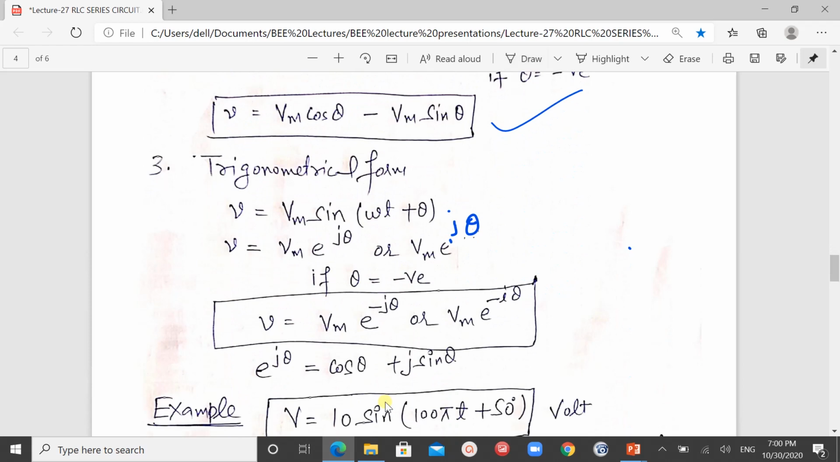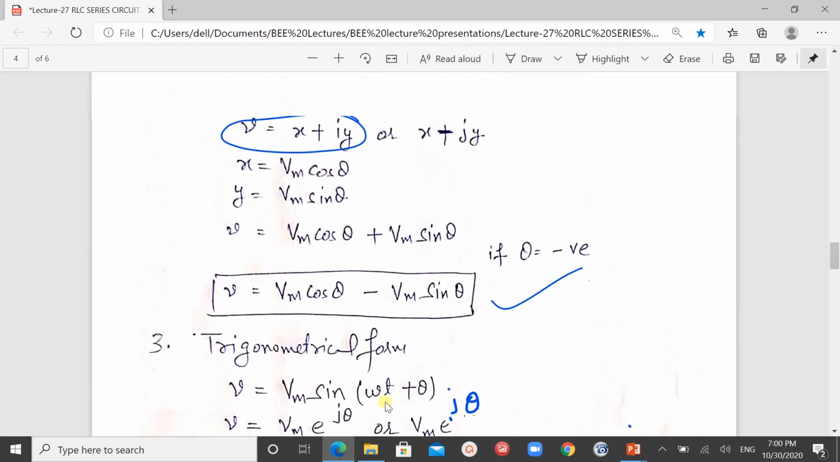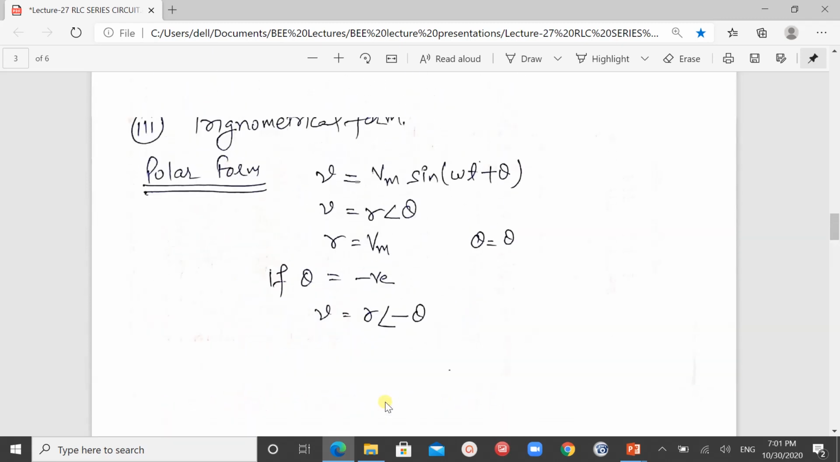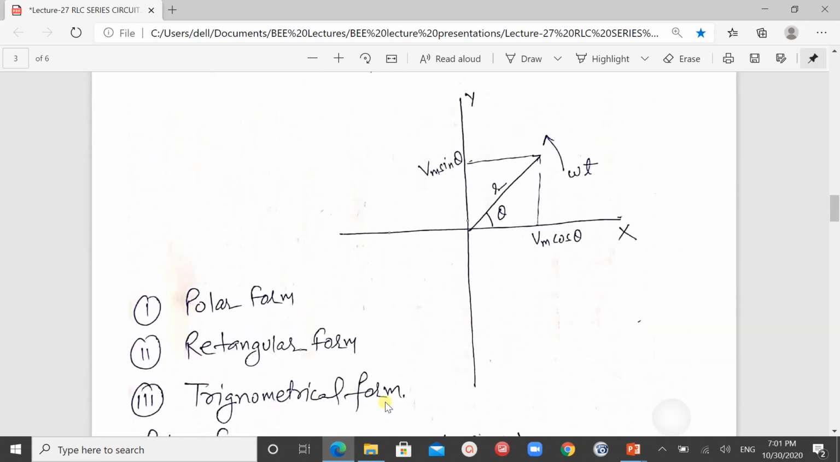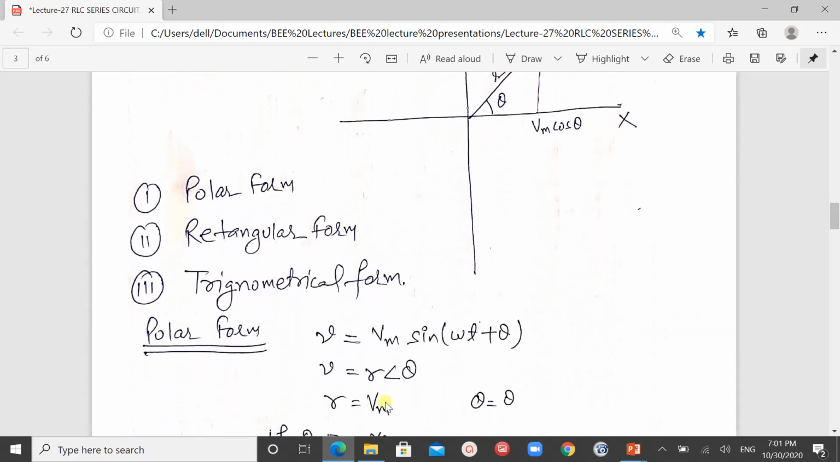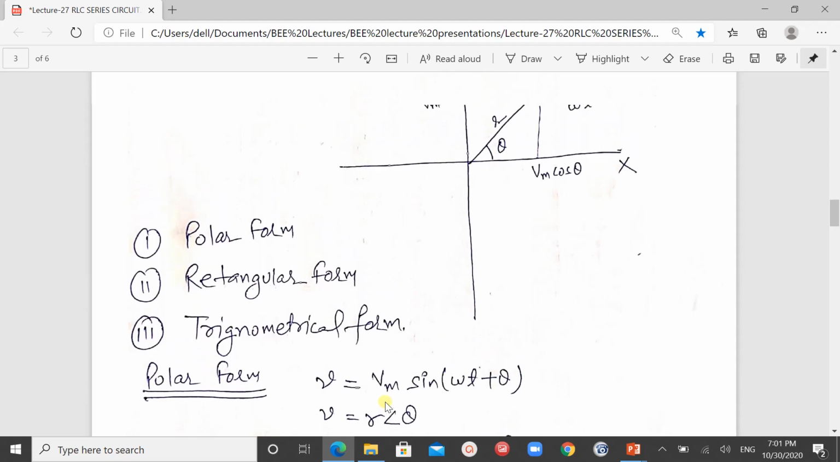Then in trigonometric form, we have V is equals to Vm sine (omega t plus theta). Here we take V is equals to Vm e raised to power j theta, or Em e raised to power j theta. If theta is negative, then we write it as V is equals to Vm e raised to power minus j theta. So this is all about the different formulas which are used for different phasor forms. We have the three phasor forms: polar, rectangular, and trigonometrical.